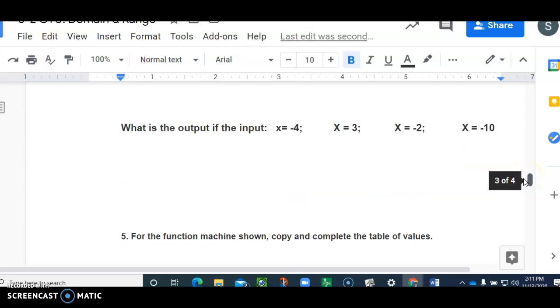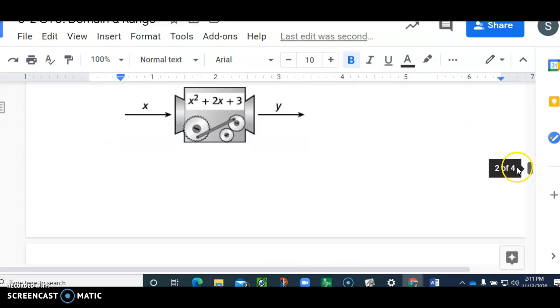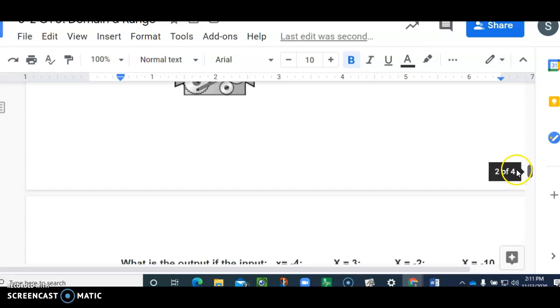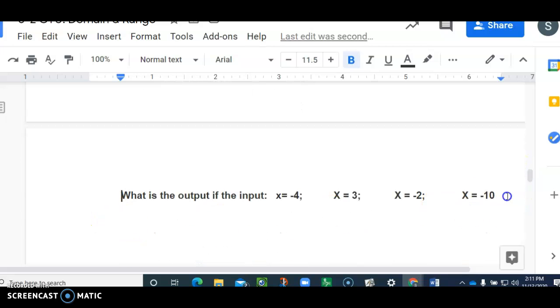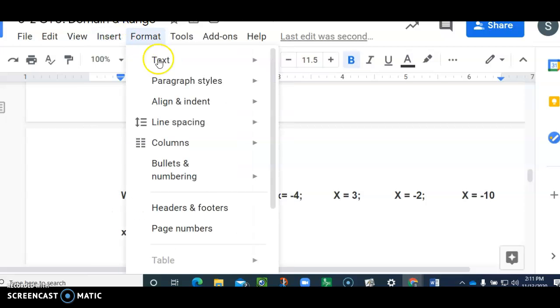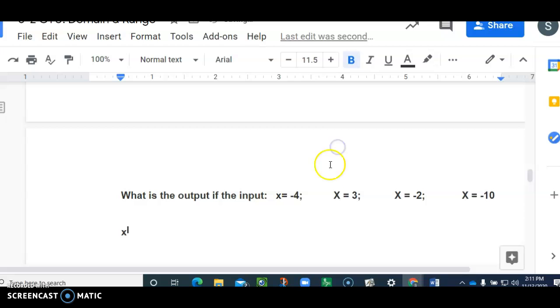You just need to substitute. Okay, let me show you how to do at least number 4, the first one. Okay, so what was the expression? The expression is x squared plus 2x plus 3. Okay, I'm going to write it over here. The expression is x squared, so I'm going to put the text and then superscript. That's x squared plus 2x and plus 3.